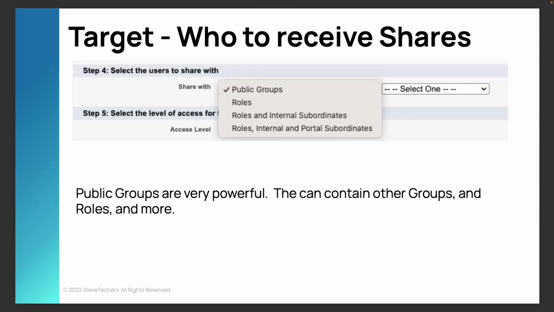Now, you're going to determine who gets the shares. And again, you could be targeting a public group, which can contain other groups and can contain roles and subordinates. So this can be very powerful. Your target can be very wide by using a public group. So you can see that if you have a wide public group as the source and a wide public group as the target, you can include roles, and internal subordinates, and as such.